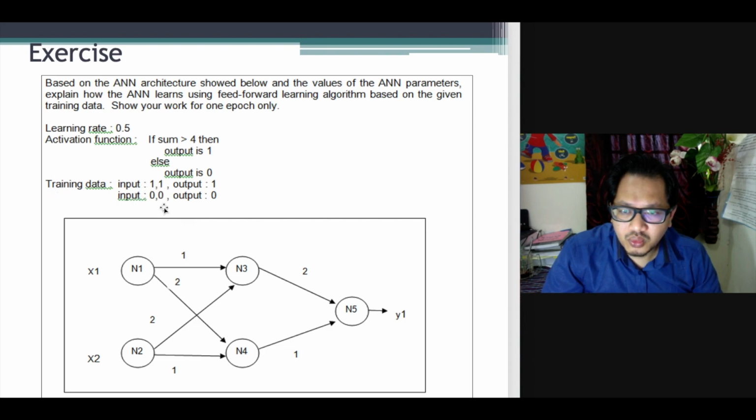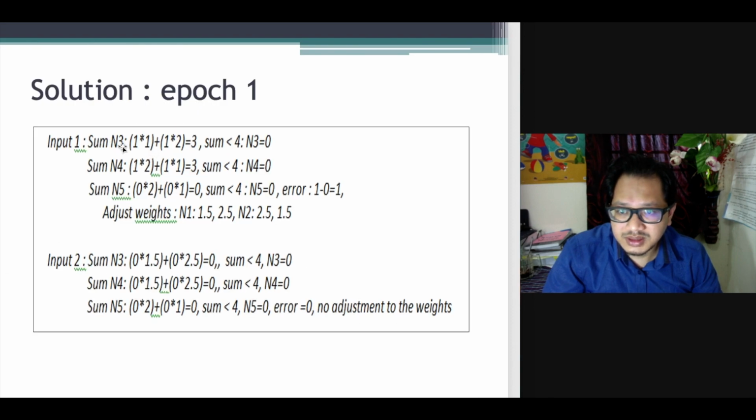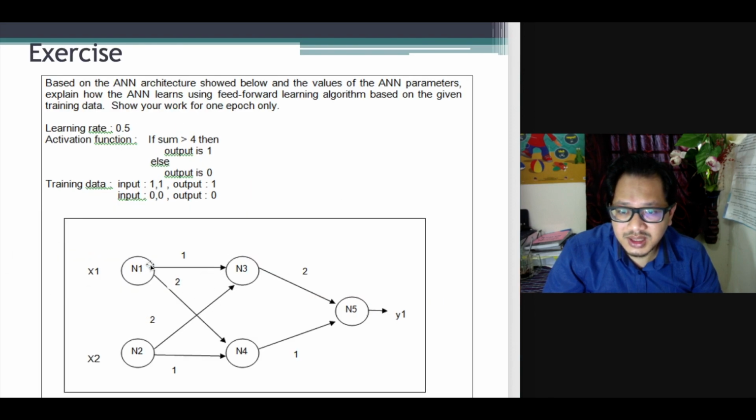For the input 1, 1. For example, input 1, 1. Okay, for example 1, 1 ni x1, 1 lah. And then for this one, for example, kita nak dapat yang 3. Berapa value yang 3? Okay, note yang ketiga, we need to multiply dia punya input dengan dia punya weight. For example, N3, kita nak dapatkan note yang 3. Okay, output is 1. So 1 times dengan dia punya weight. Input 1 times dengan 1.